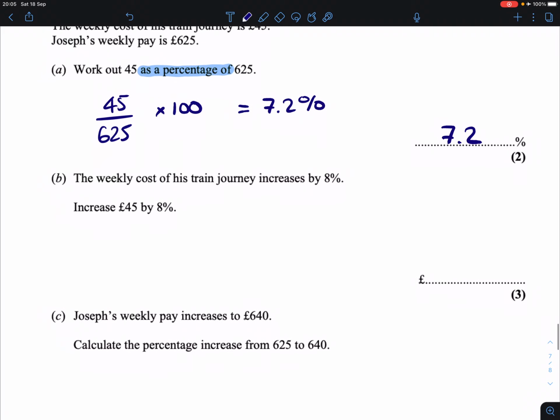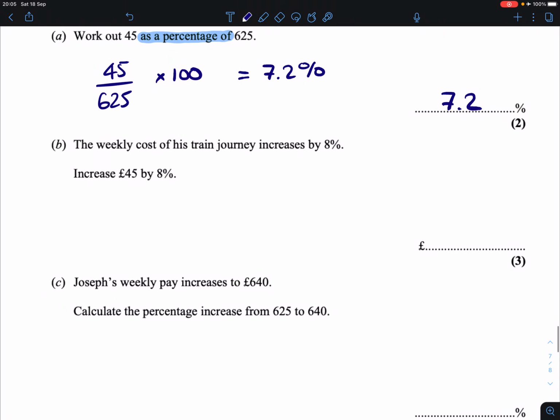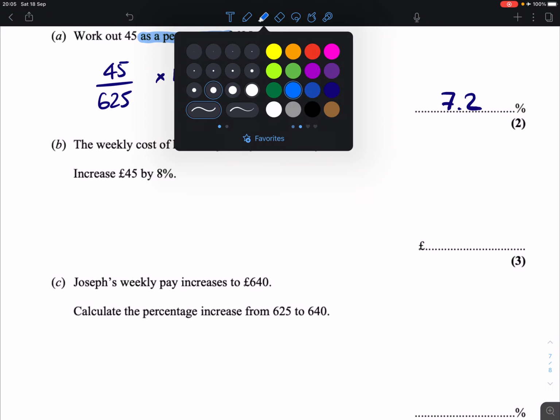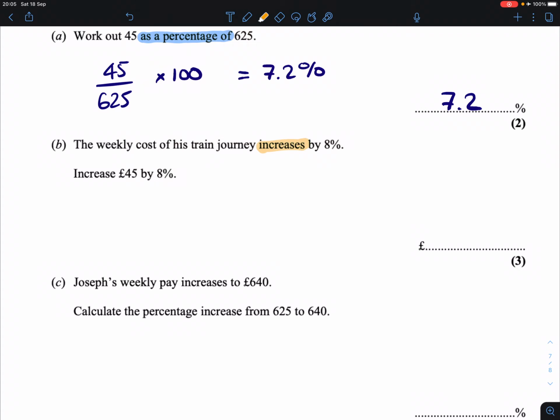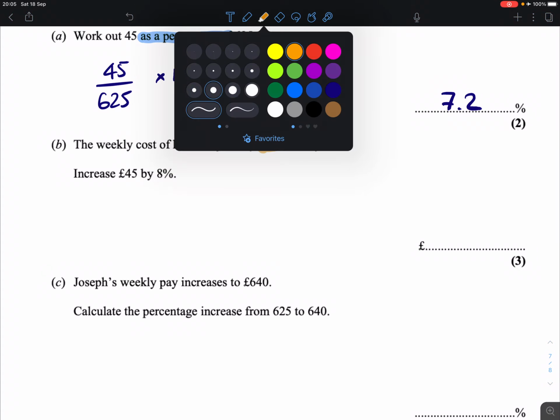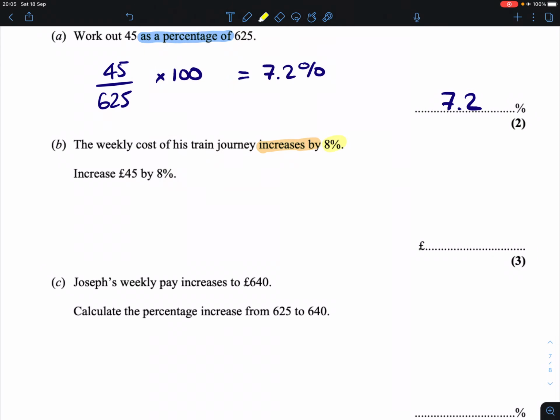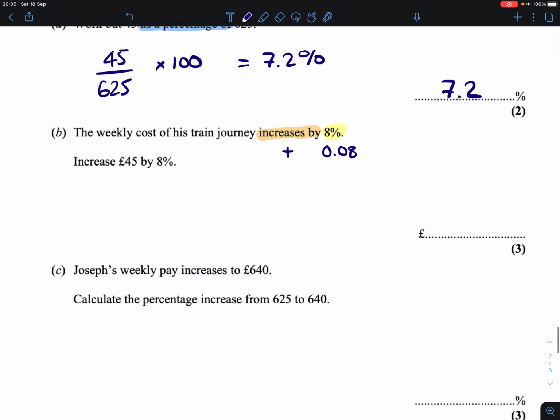Part B, the weekly cost of his train journey increases by 8%. So increases by 8%. 8% as a decimal is 0.08. Increases implies that we are going to gain. You always start off with 1 in terms of the whole journey, as the weekly cost of the train journey before anything happened. It represents 1 or 100%.